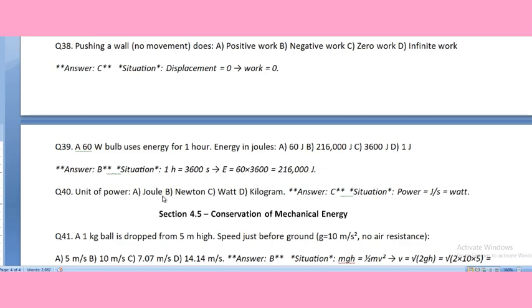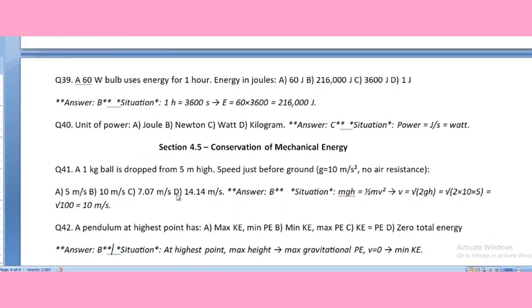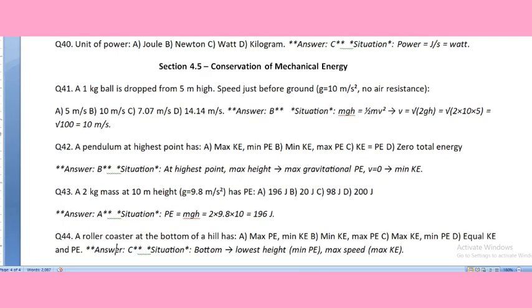The next question, question number 40. Unit of power: choice A joule, choice B Newton, choice C watt, choice D kilogram. As we discussed in class, the unit of power is watt. Power is equal to joule over second. So the correct answer is C.